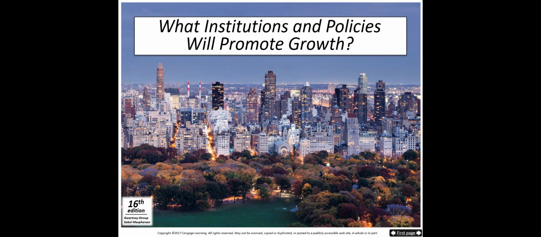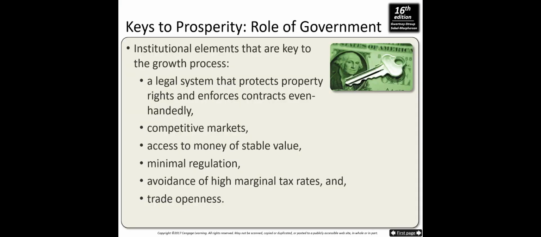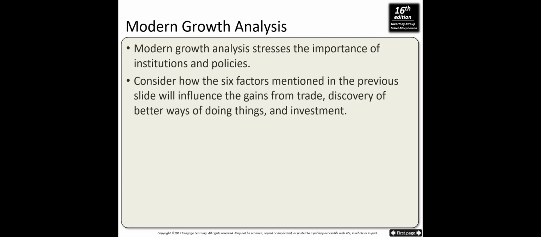So, next question that we need to answer: what institutions and policies will promote growth? Institutional elements that are key to growth process: first, a legal system that protects property rights and enforces contracts even-handedly. Second, competitive markets. Third, access to money of stable value. Fourth, minimal regulation. Fifth, avoidance of high marginal tax rates. And sixth is trade openness. Modern growth analysis stresses the importance of institutions and policies. And now we are going to go over each of these factors separately.